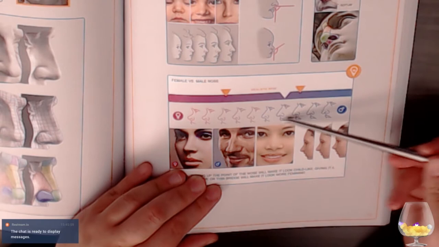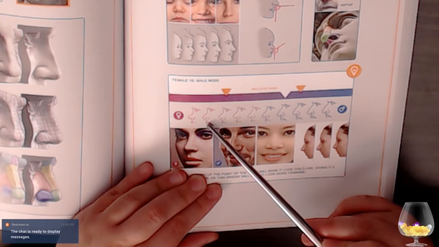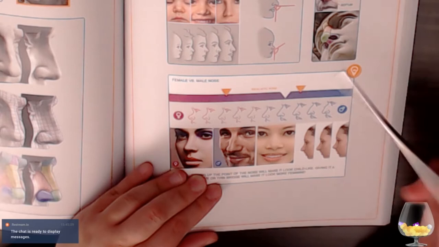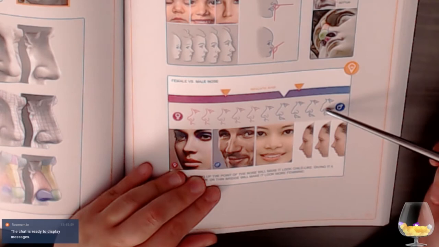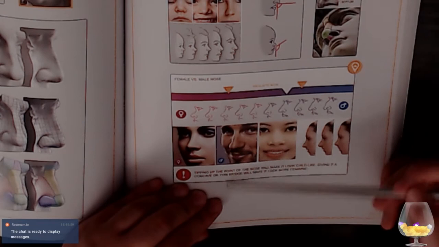However, in the more stylized versions down at the extreme ends here, they push that more. So the women in the more extreme side, it looks like the upturn is dramatically a wider angle, while the male angle tends to close in even further downward. Almost like a witch's nose. It says here, tipping up the point of the nose will make it look childlike. Giving it a concave or thin bridge will make it look more feminine.